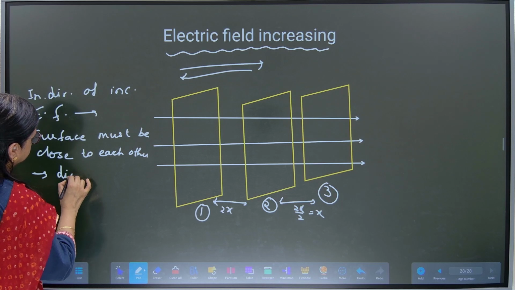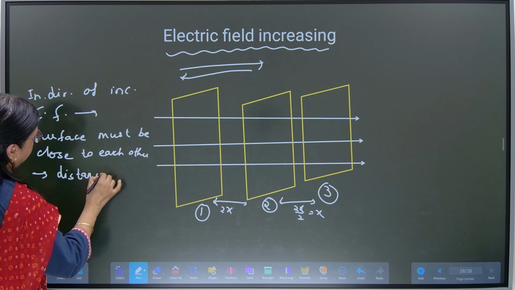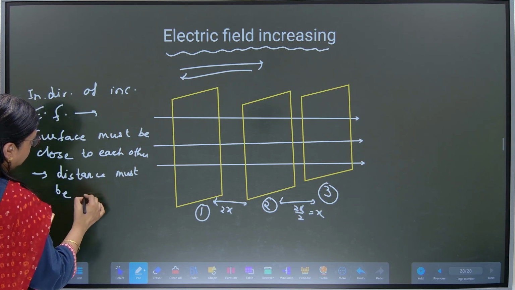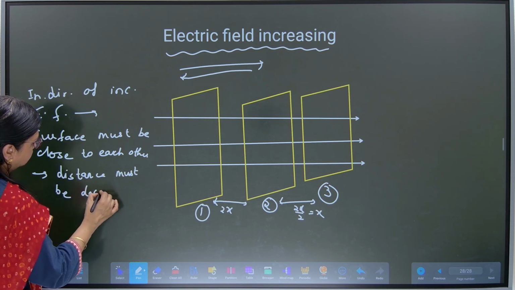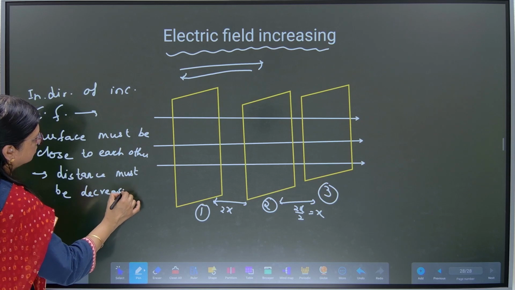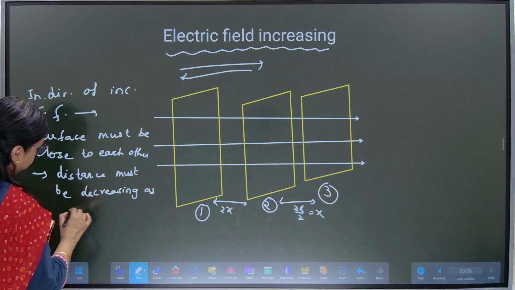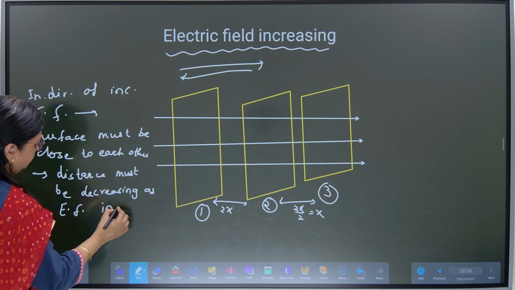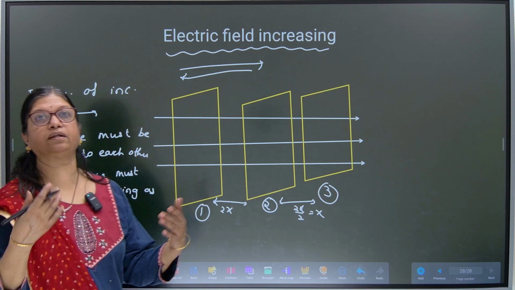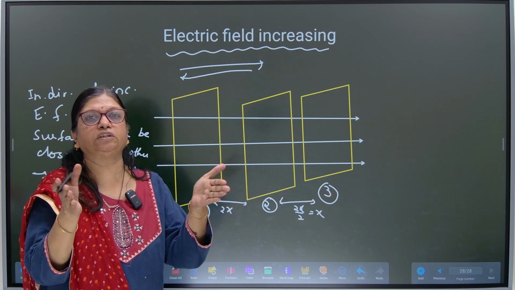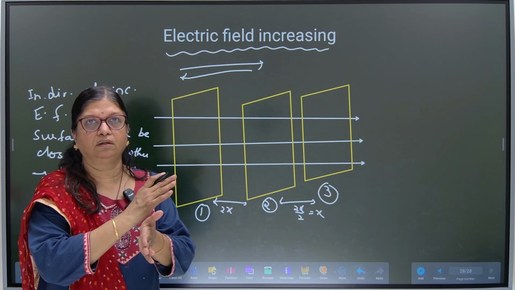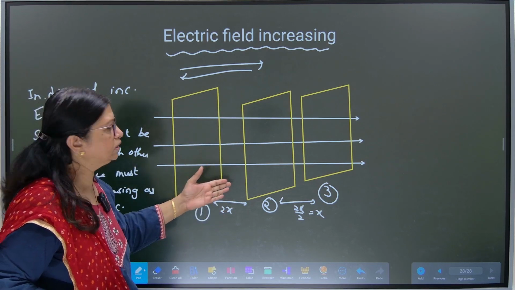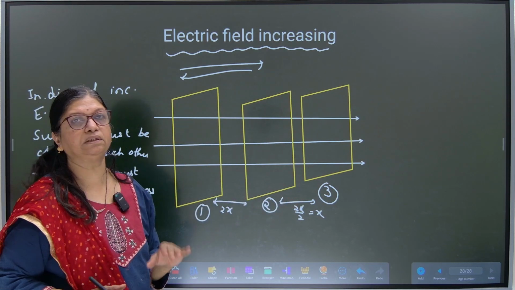Distance must be decreasing as electric field increases. That we know already. What we know? That if electric field is more, field lines are near, so equipotential surfaces also are near to each other. If the electric field is decreasing, you can see this side decreasing. So distance is more compared to this distance.